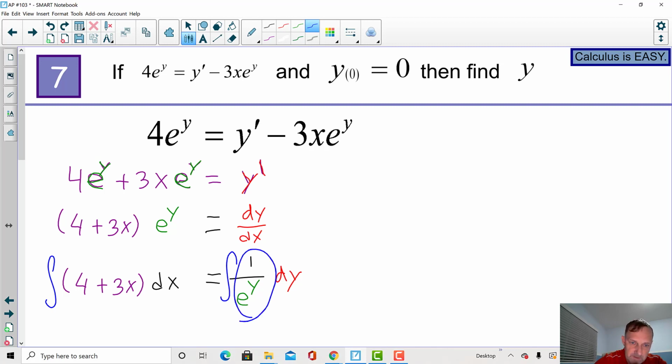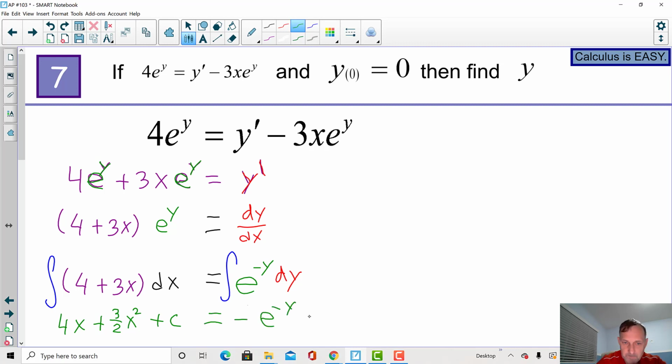Before I do this integral on the right side, I'm going to rewrite the e to the y that's on the bottom. If I move it up, it's going to be an e to the negative y on the top. Now we can do the integral on both sides. I'm going to put the plus c over here on the left side. Now this integral should use a u substitution, but this is pretty easy for some people. Some people can do it in their head without doing a u substitution.